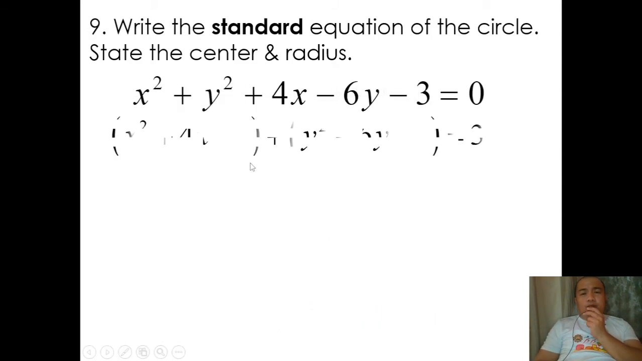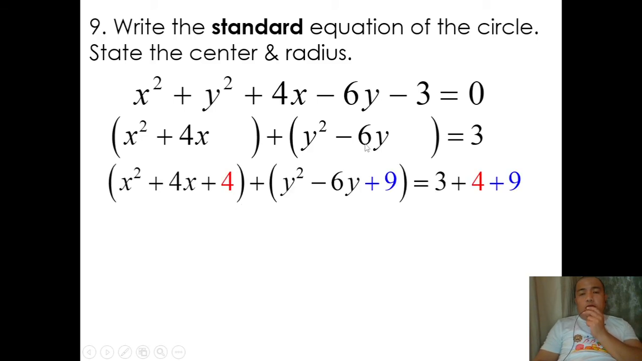Another, first let us transpose negative 3 to positive 3, then combine x squared and 4x, combine y squared and negative 6y. Then let us complete the square here. What will we add here? 4 divided by 2 is 2, so plus 4. Plus 4 ka dyan. Dito naman, plus 9. 6 divided by 2 is 3. 3 times 3 is 9. So if I added 4 and 9 here, I also added 4 and 9 to the right side of the equation.